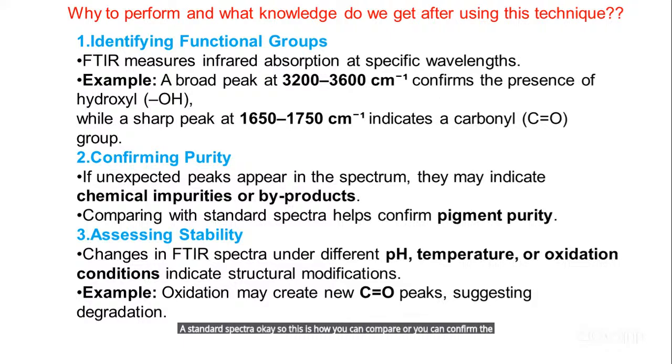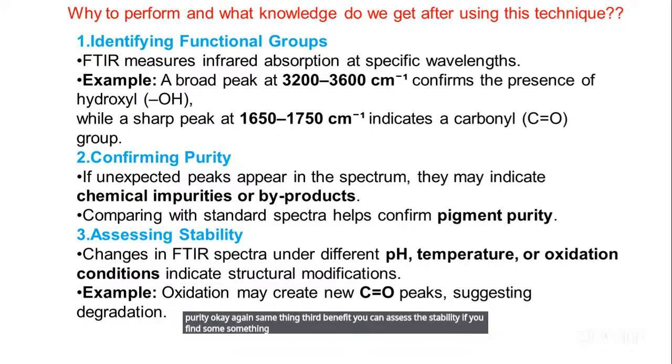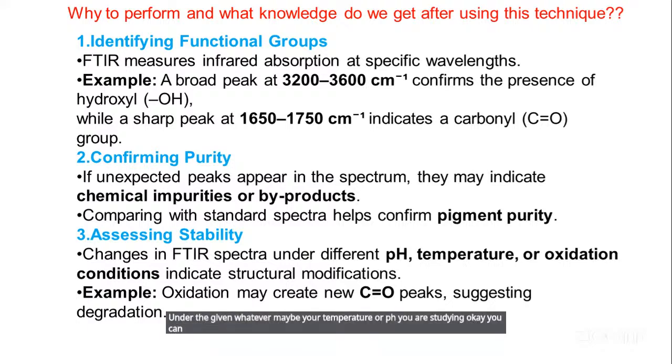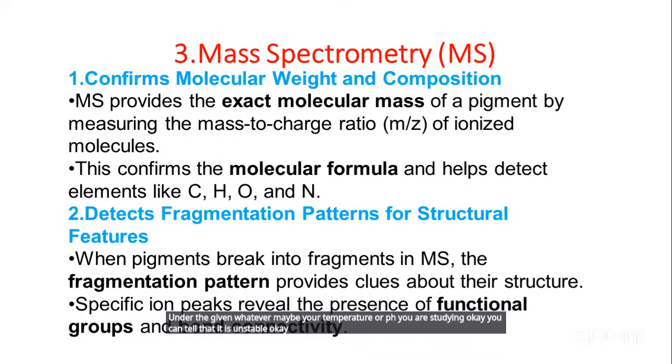Third benefit, you can assess the stability. If you find a different spectra or different peaks, you can say that the given pigment is unstable under the given temperature or pH you are studying. You can tell that it is unstable. So this is all about the FTIR.